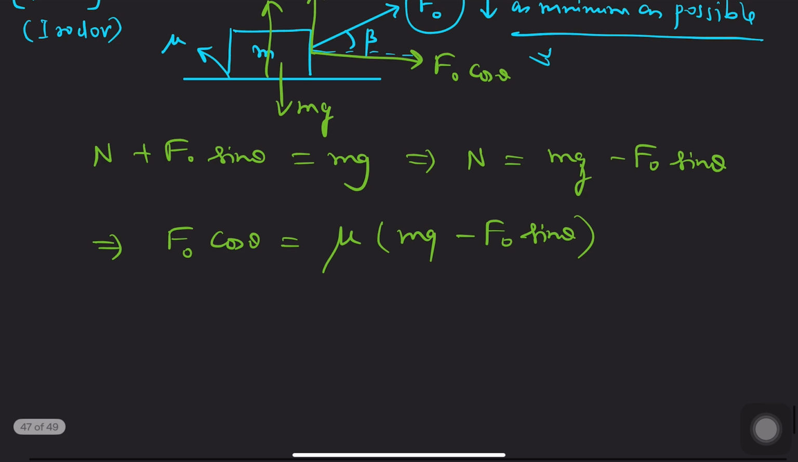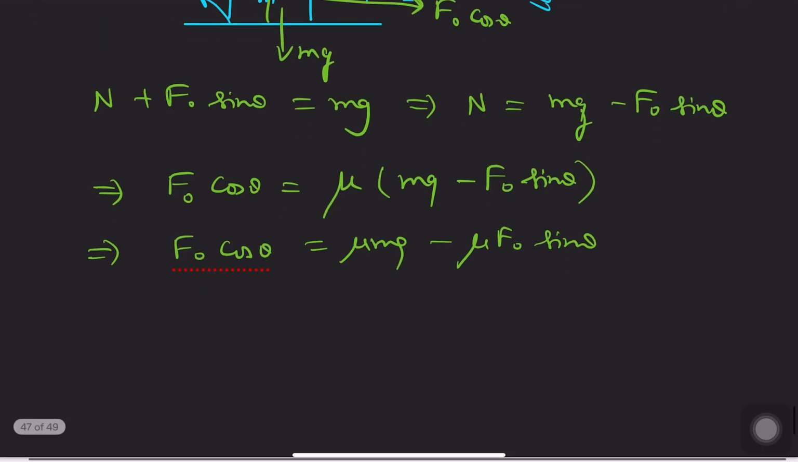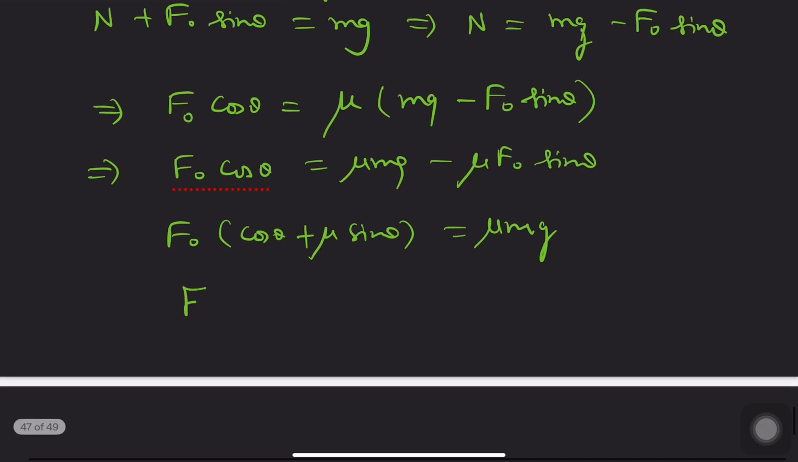Now we have to minimize the F naught. So we have to make a function of F naught in terms of some variable. So F naught cos theta is equal to mu mg minus mu F naught sin theta. So it will become F naught times (cos theta plus mu sin theta) is equal to mu mg. I hope you're getting my point. So F naught becomes a function of mu mg divided by cos theta plus mu sin theta.